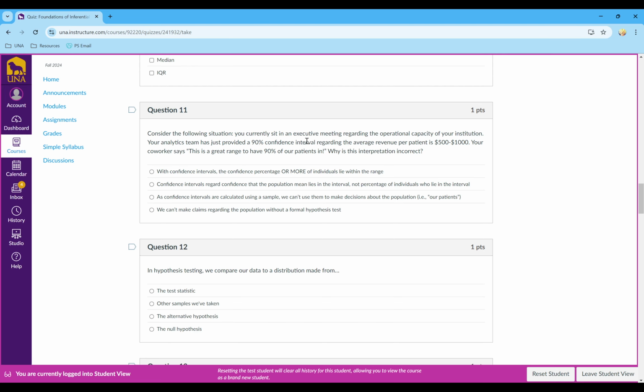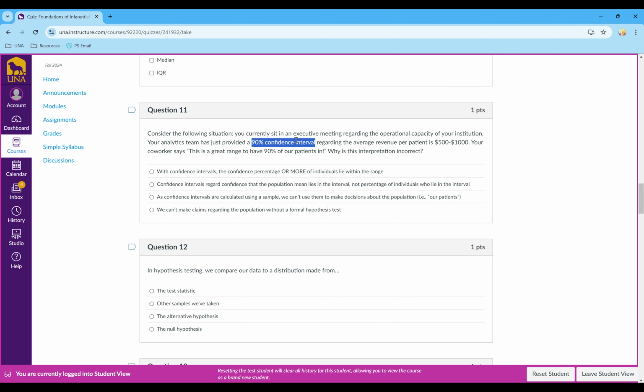So in the following situation, you currently sit in an executive meeting, blah, blah, blah, analytics team, 90% confidence interval for average revenue per patient, $500 to $1,000. Okay, cool. Coworker says, great range to have 90% of our patients in. What's the problem there? Oh, that's a good question.